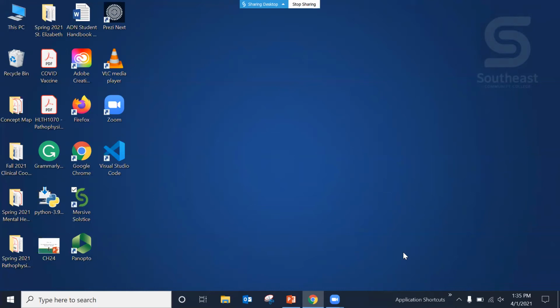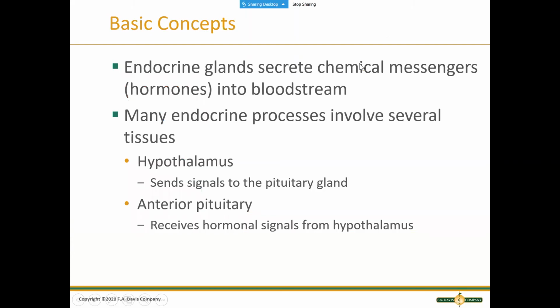So those essential oils, some of them are endocrine disruptors. Something to think about. So what are the endocrine glands? Well, they secrete chemical messengers. A hormone is a chemical that goes somewhere in your body and does something.